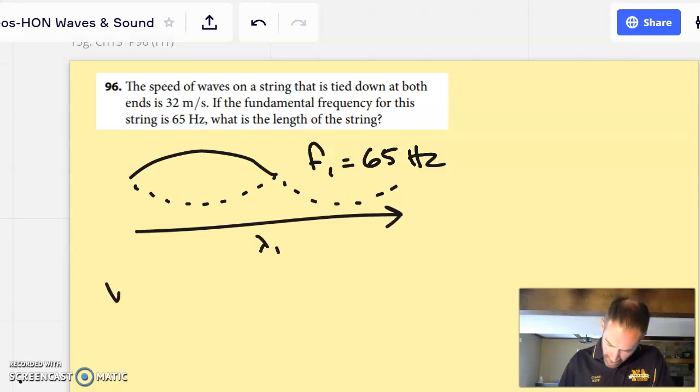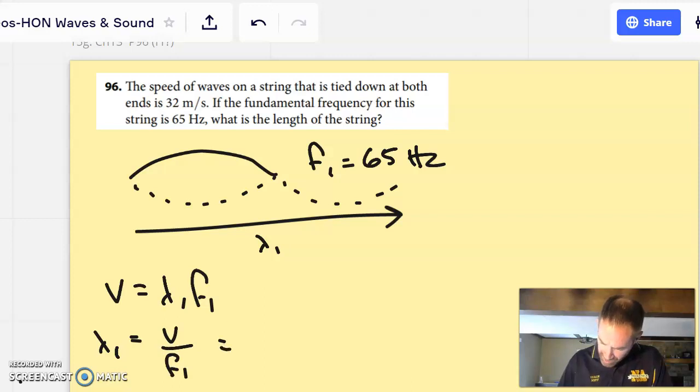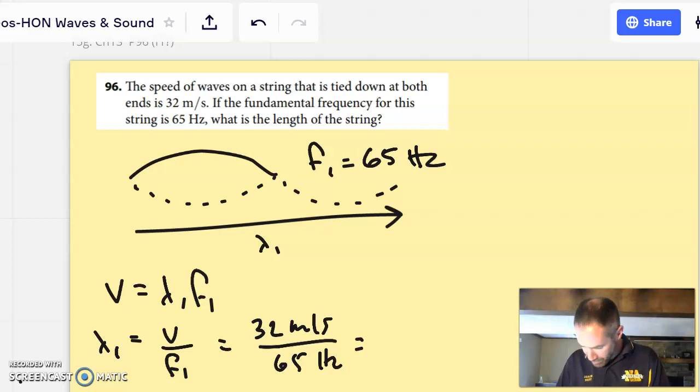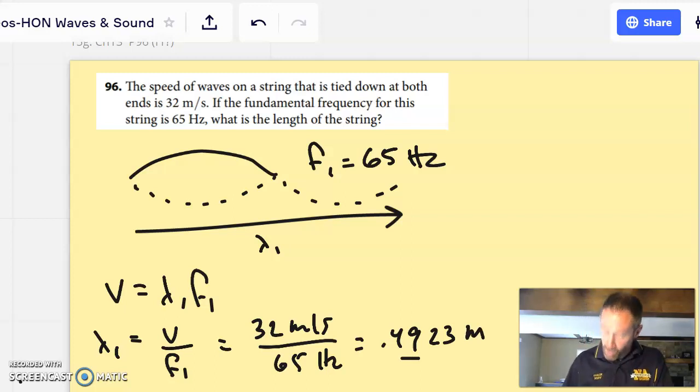So the wave speed is the wavelength times the frequency. Remember, any harmonic number you want, but it has to be the same harmonic number. And so the wavelength is the wave speed divided by the frequency. And so I'll take my 32 meters a second and I'll divide by my 65 hertz. And you can get a 0.4923 meters for that.